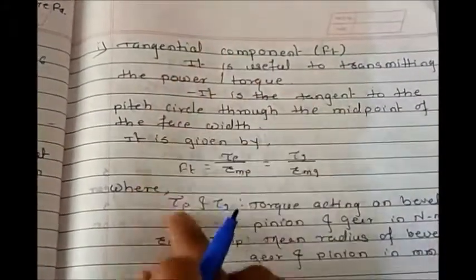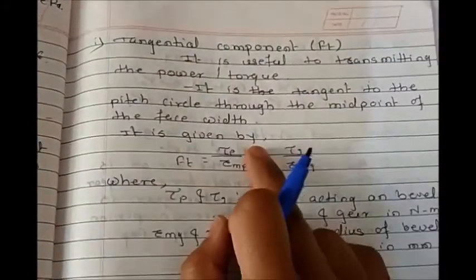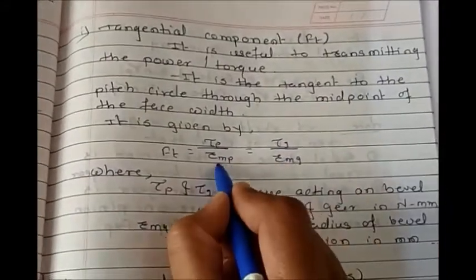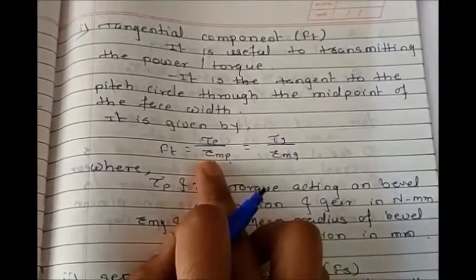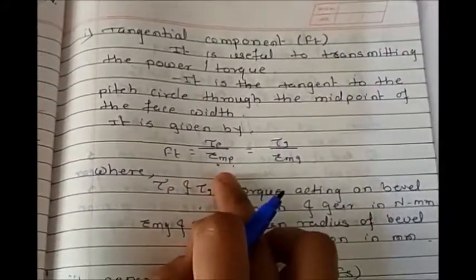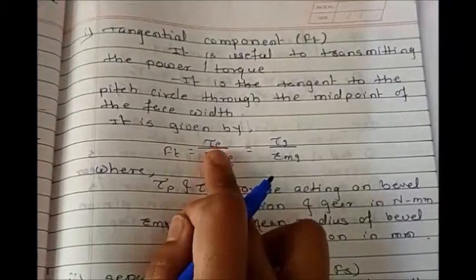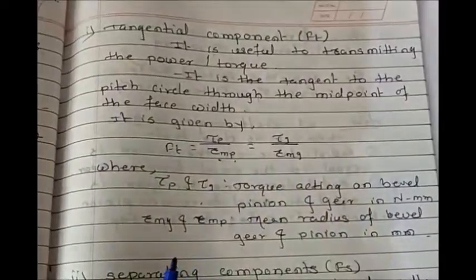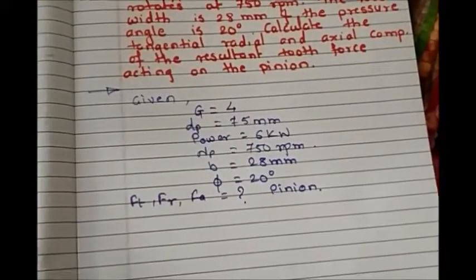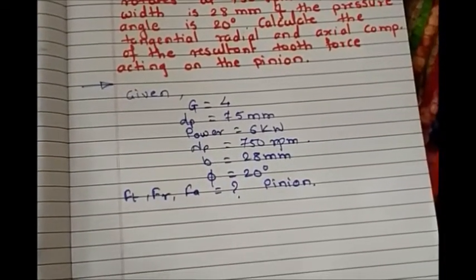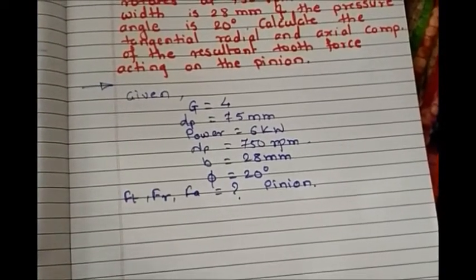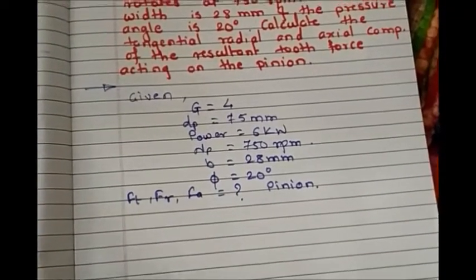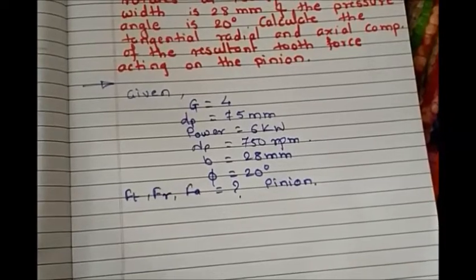We know that we can calculate the tangential force using torque and mean radius. So firstly we need to calculate the mean radius for the pinion. We can calculate the torque because power is given, and so we get the tangential component of force. We know the formula for mean radius: rp or dp by 2 minus b by 2 sine of gamma.